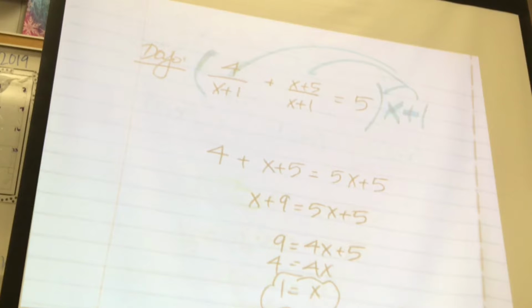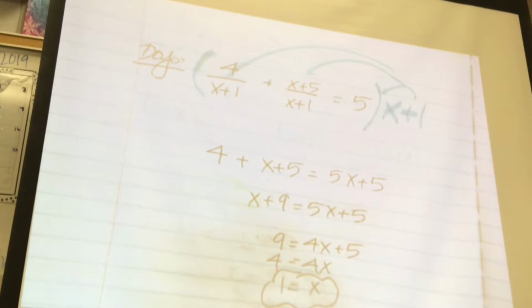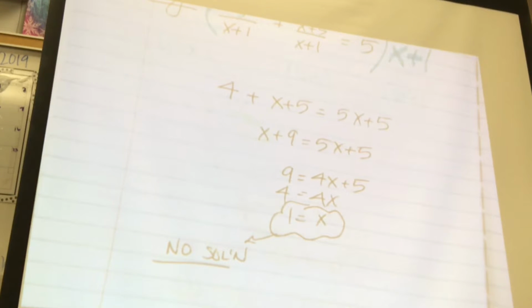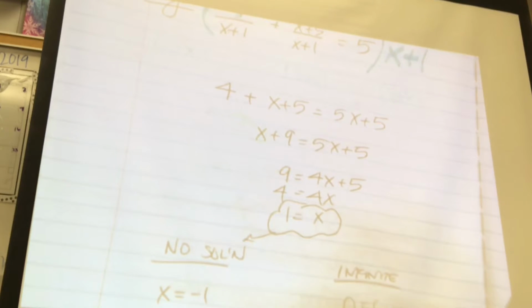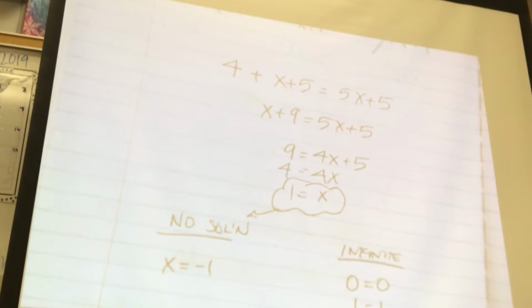Pretty easy? All right. Please write this down with me. What would this have to say if it was no solution? If this said x equals negative 1, yeah, no solution. Everybody with me? But it doesn't say that, so it's not no solution. What would it have to say if it said infinite solutions? Like 0 equals 0, or 1 equals 1, or x equals x. All of those give you infinite solutions.